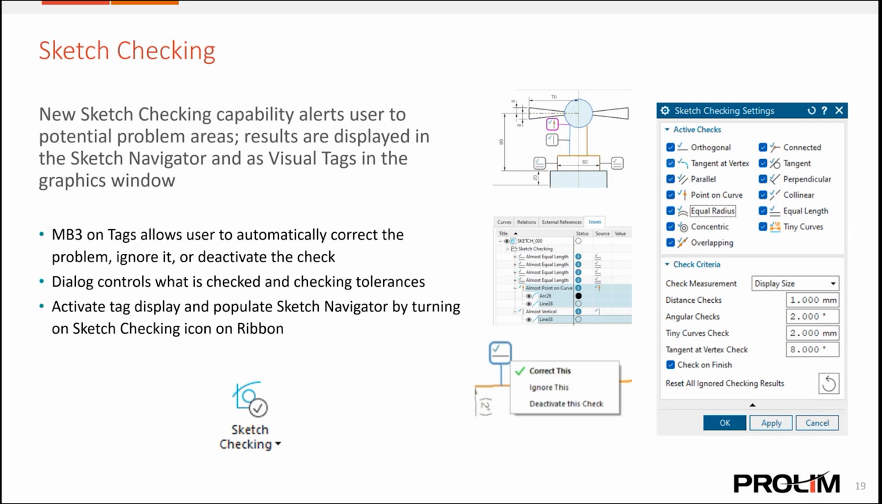Now, the new sketch checking capability alerts users to potential problem areas, and of course, the results are displayed in the Sketch Navigator and as visual tags in the graphics window, as you can see right here. Mouse button 3 on tags allows users to automatically correct the problem, ignore or deactivate the check. The dialog then controls what is checked and checking tolerances. You can also activate the tag display and populate the Sketch Navigator by turning on sketch checking icons on the ribbon.